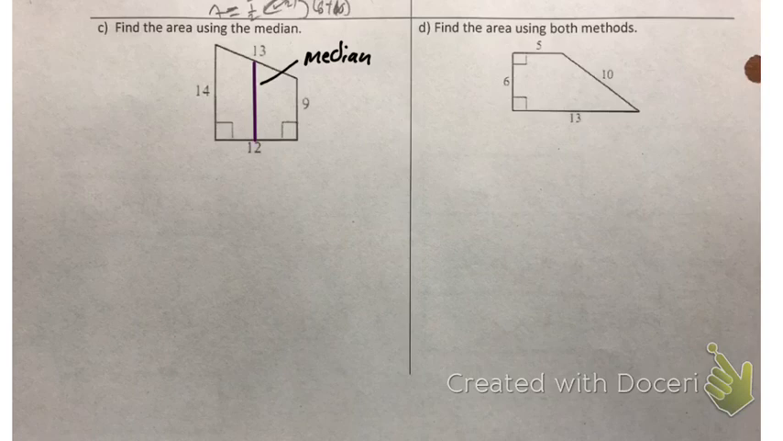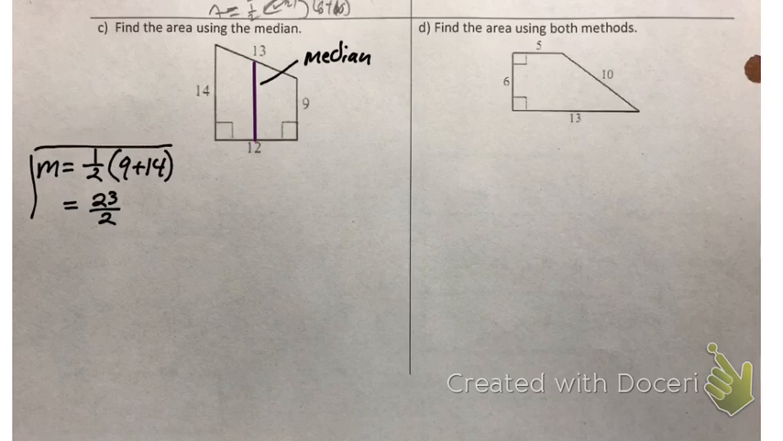Well, we can get the median pretty quick. Our median, or M, is just going to equal 1/2 our base plus our other base. So that would be 9 plus 14, which is 23, so that would be 23 divided by 2. So that's my median. So we should leave it in that form then? Yeah, that's fine for now.